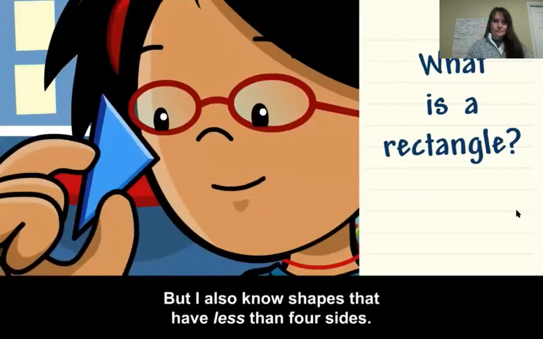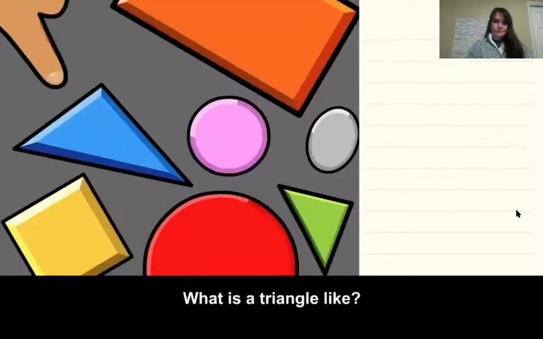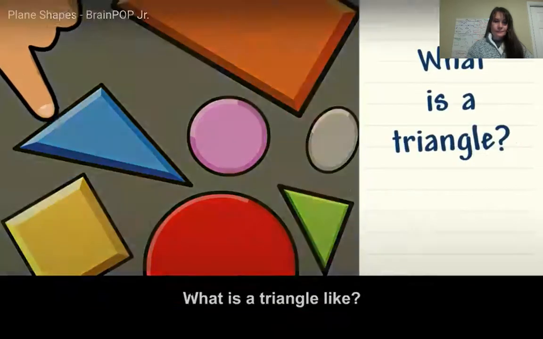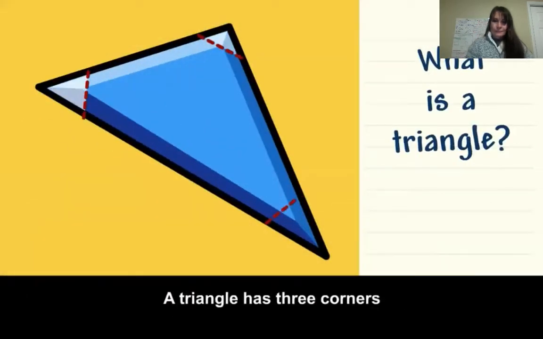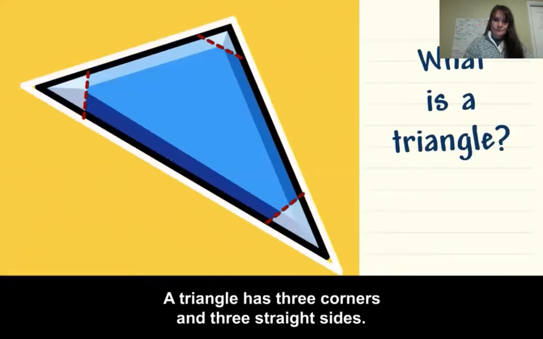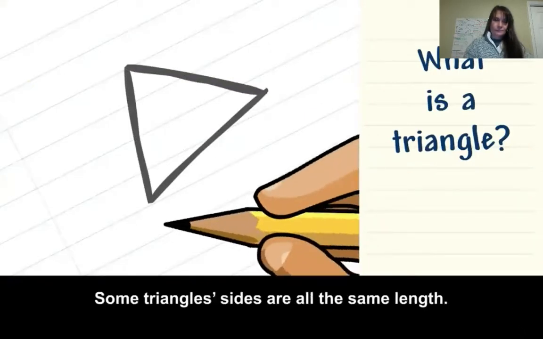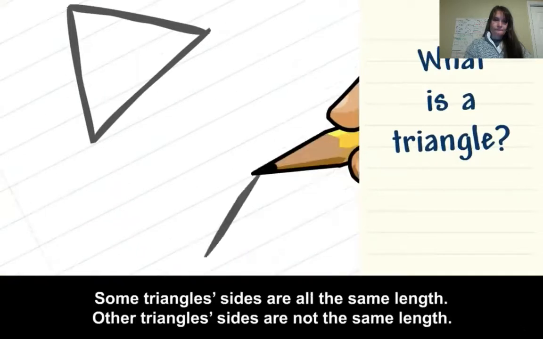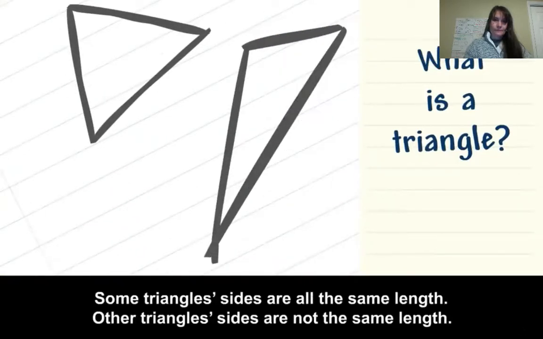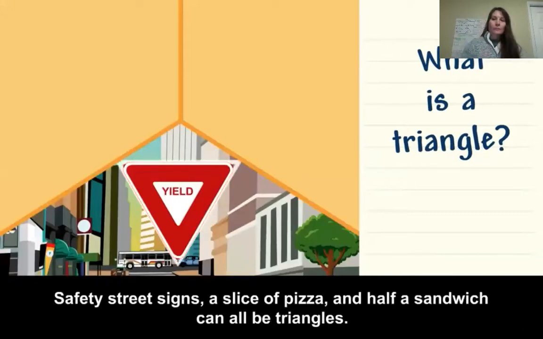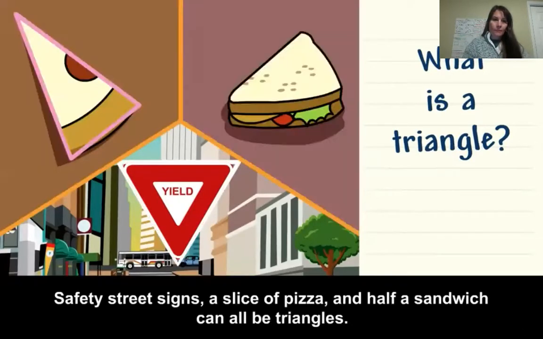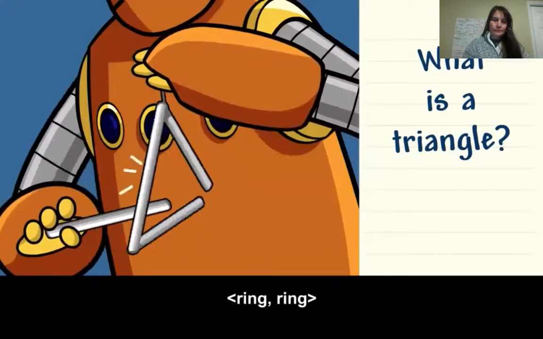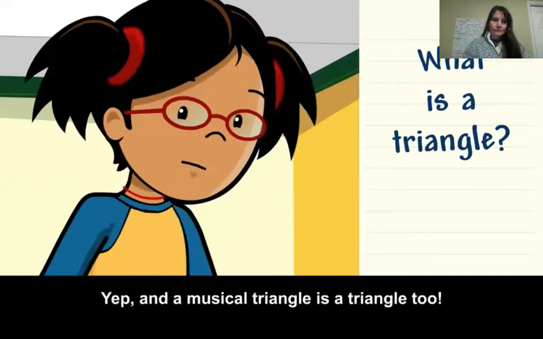But I also know shapes that have less than four sides. What is a triangle like? A triangle has three corners and three straight sides. Some triangle sides are all the same length. Other triangle sides are not the same length. Safety street signs, a slice of pizza, and half a sandwich can all be triangles. Yep, and a musical triangle is a triangle too.